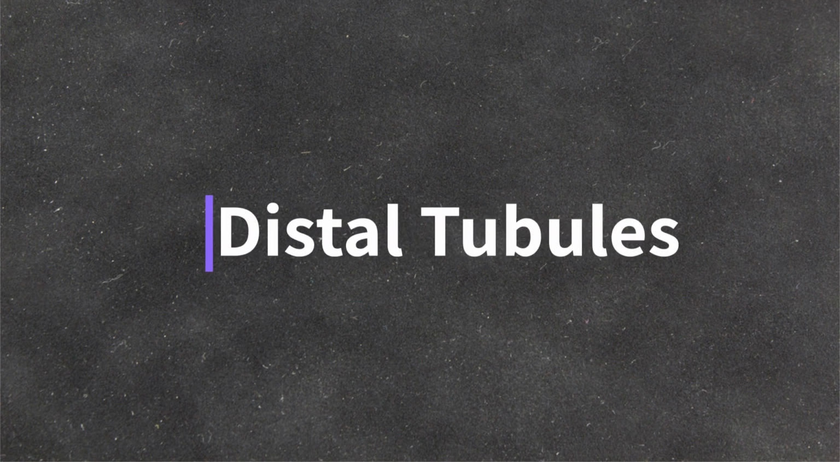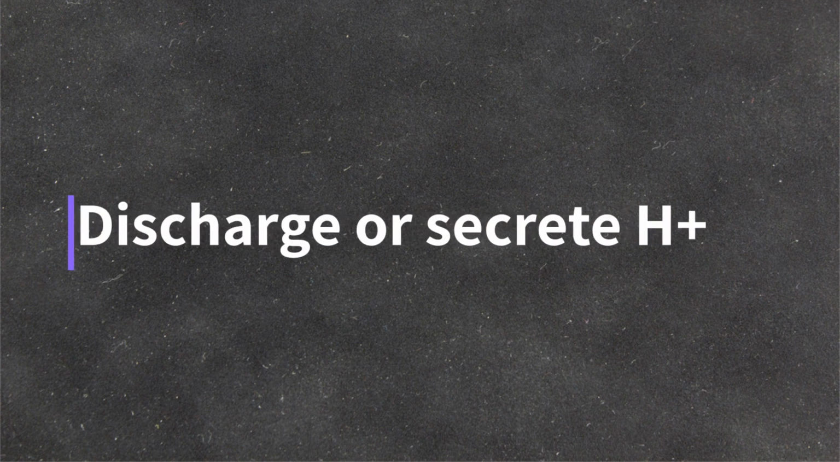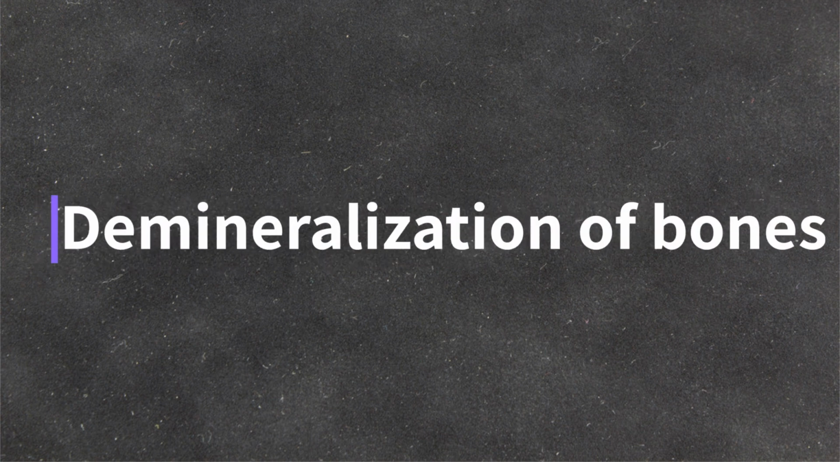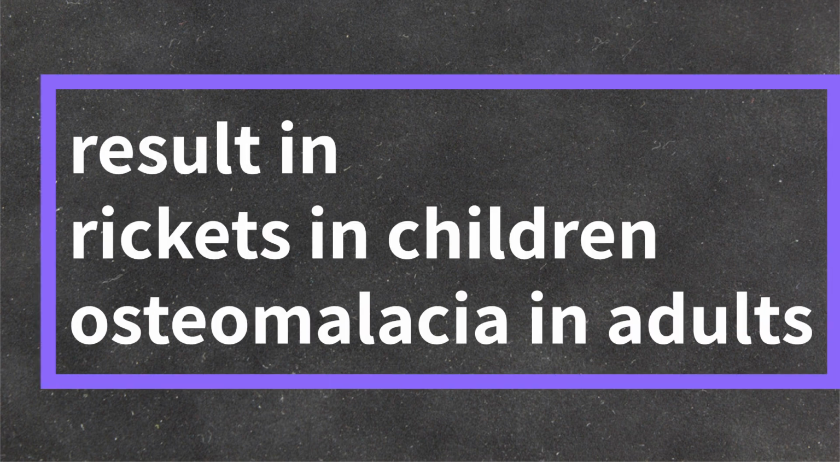Distal tubules is the site of defect. Discharge or secrete hydrogen ion defect. Deposition of calcium risk is increased, so nephrocalcinosis is a feature. Demineralization of bones occurs. This results in rickets in children and osteomalacia in adults.